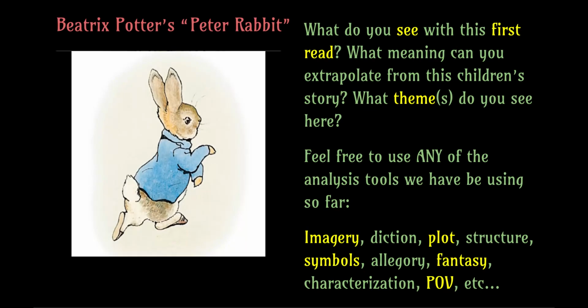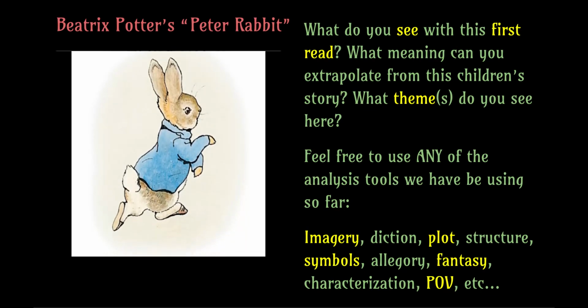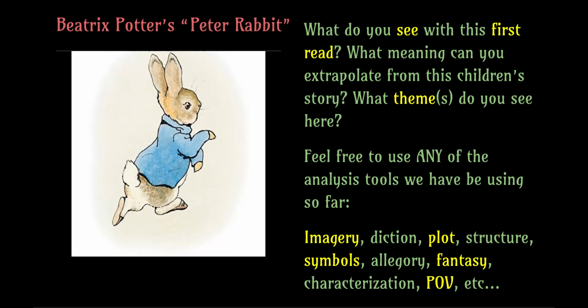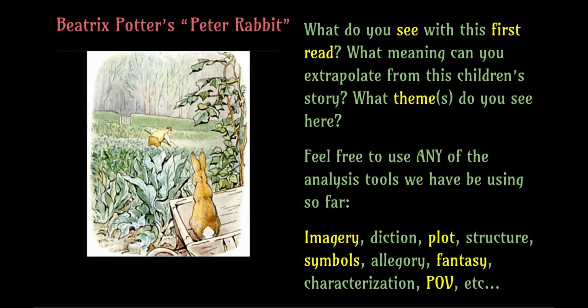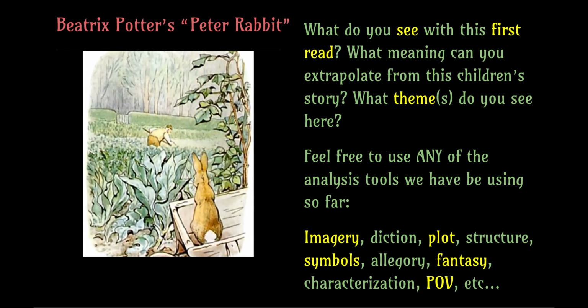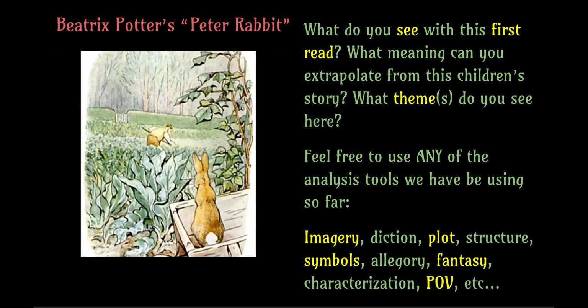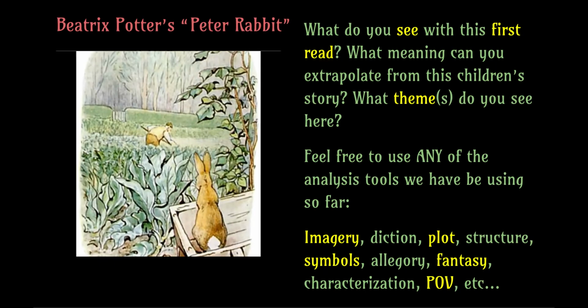He went back towards the tool shed, but suddenly, quite close to him, he heard the noise of a hoe. Scritch, scratch, scratch, scritch. Peter scuttered underneath the bushes. But presently, as nothing happened, he came out and climbed upon a wheelbarrow and peeped over. The first thing he saw was Mr. McGregor hoeing onions. His back was turned towards Peter, and beyond him was the gate.